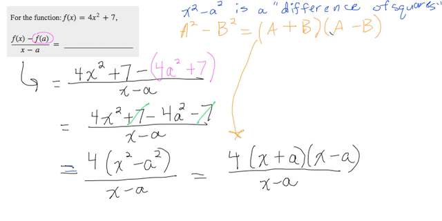Now that everything is fully factored, then we can cancel the x minus a. You can only cancel like this if both the numerator and denominator are completely factored. So in this problem, you can leave the 4 out or you can redistribute it. It shouldn't matter. 4x plus 4a or 4 times x plus a. Either way is the fully simplified expression. And every time you do one of these, you should be able to cancel something in the numerator with the denominator.